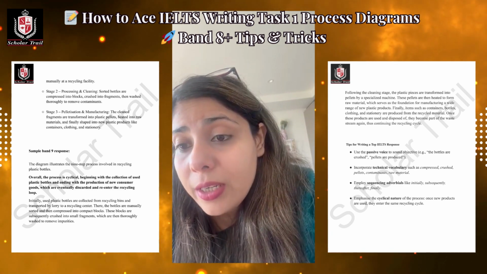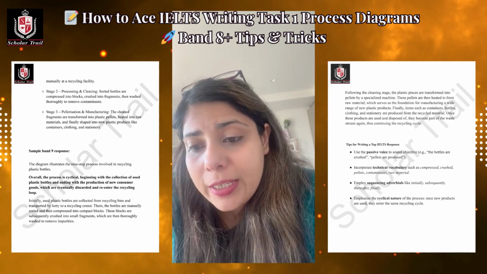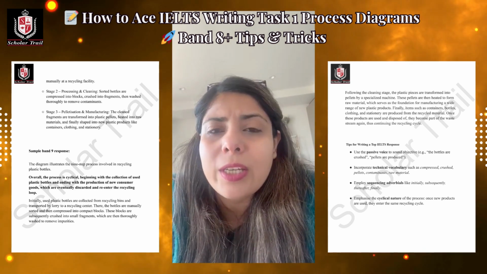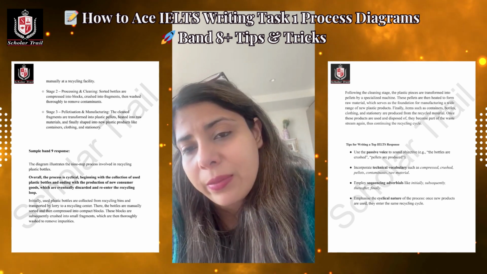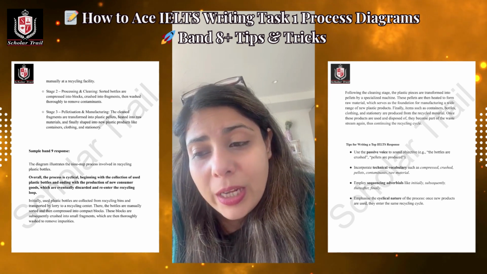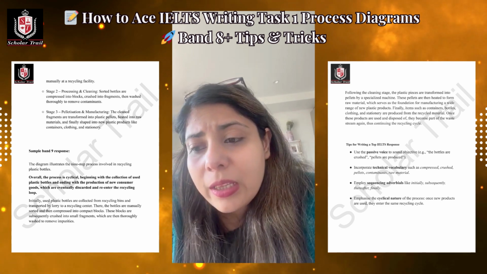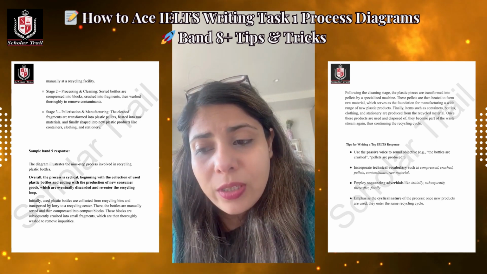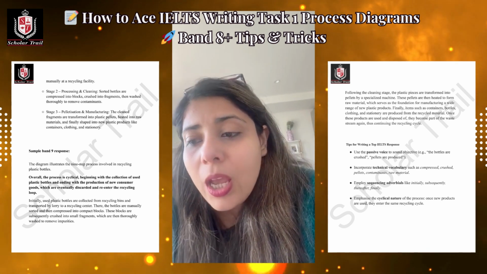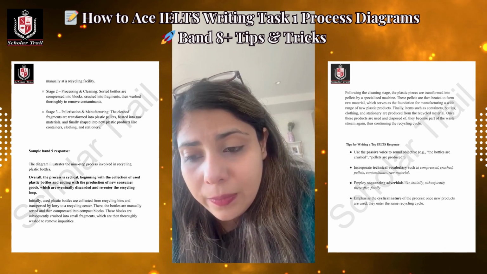Now I'm going to read my final paragraph, the last paragraph, which contains the details. I've added in my main body para 1 stages 1 to 4, and then afterwards stages 5 to 9 I'm covering in the last paragraph. Following the cleaning stage, the plastic pieces are transformed into pellets by a specialized machine, as we can see. And then these pellets are heated to form a raw material, which serves as a foundation for manufacturing a wide range of new plastic products. And finally, items such as containers, bottles, clothing, and stationery are produced from the recycled material.